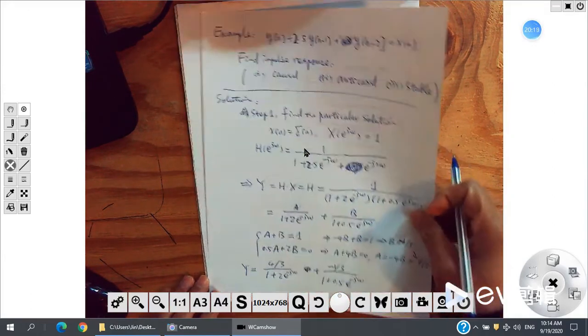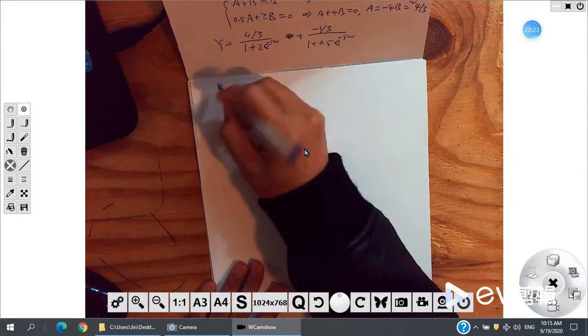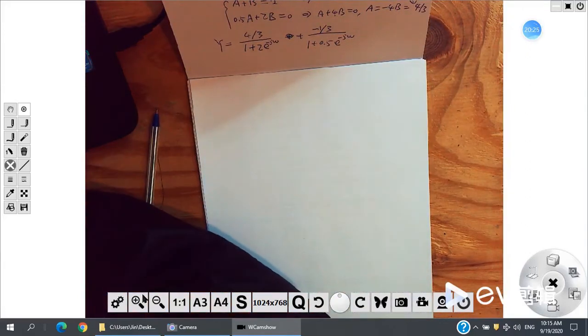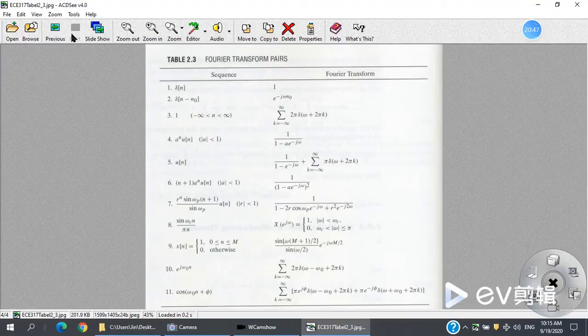Alright, then we want to go back to the time domain. What is y of n? Let's check the table. Right, we have a table, we use the table. Okay, here.